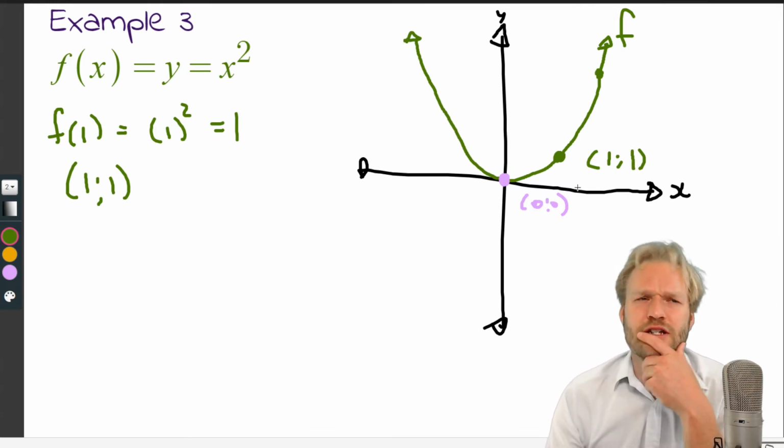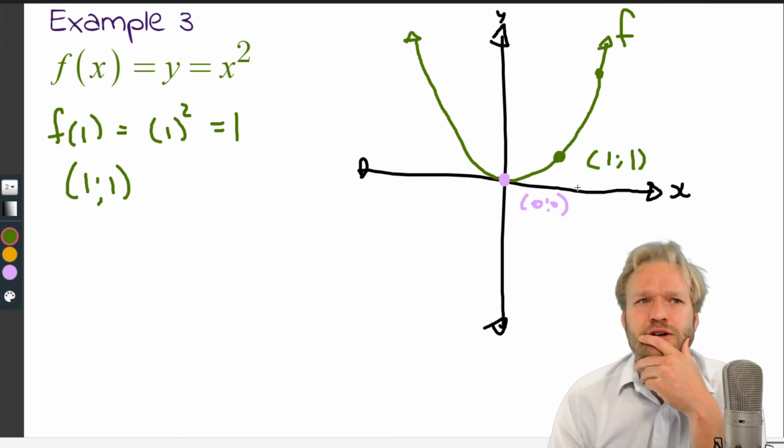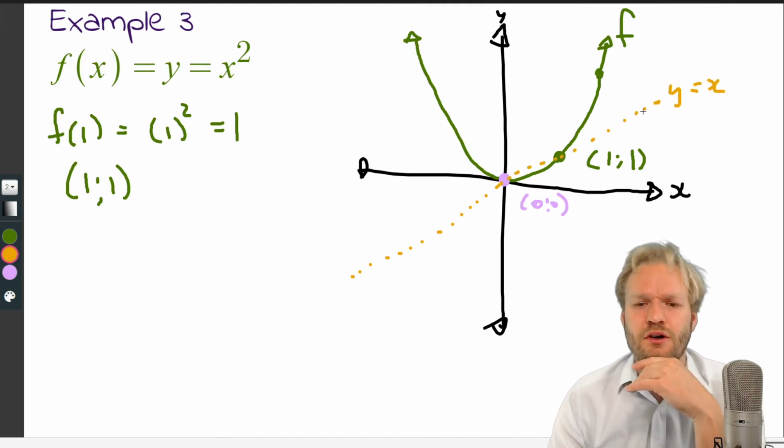Okay, now this is interesting. So for our inverse function, what was x is y and what was y is x. So this point's going to stay exactly where it is, because it's actually on the line y equals x. Okay, so that point's going to stay the same place. What about 0, 0 on our inverse function? So it's going to stay where it was.